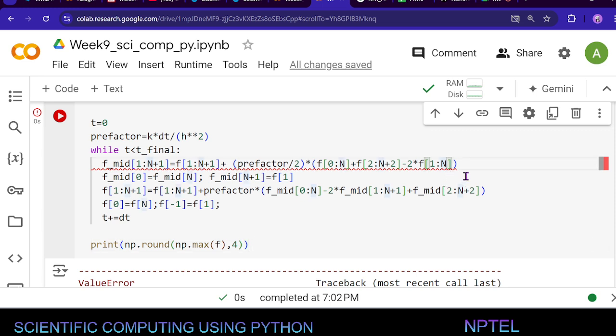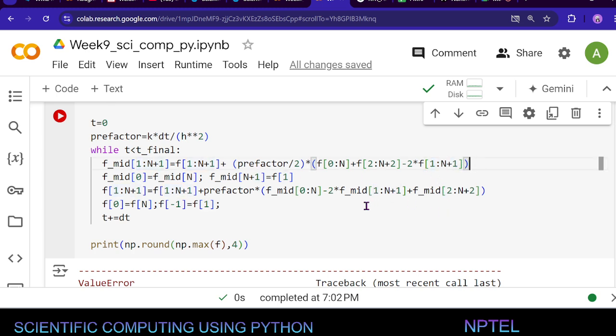Oh, this is 1 to n plus 1. Right, of course. Okay, so the length of this should be n. So n plus 1 minus 1 should be n. This is n. This is n. This is n. This was n minus 1, the difference. So it should be n.